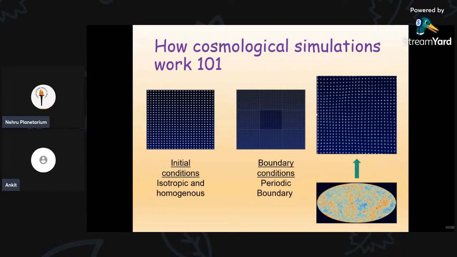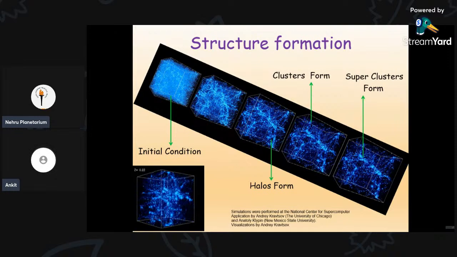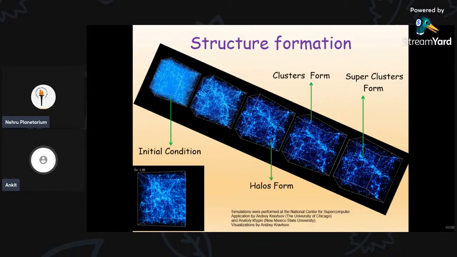And then we evolve the simulation. And how would the simulation evolve? This is an example, a very small box. Starting from the initial condition, which is very homogeneous and isotropic, you would have structures forming as gravity plays its role. Now, remember, till now we have not introduced gas. It's just dark matter particles. What we call dark matter particles in a simulation are particles that don't have any other kind of interaction, just the gravitational interaction. So you start with these particles, you just let them evolve gravitationally, and what you end up with is a structure like what we see in our local universe.